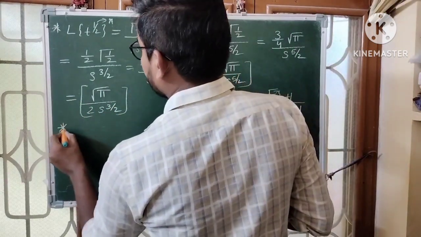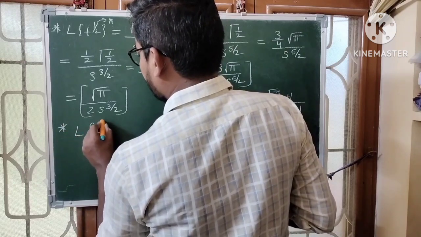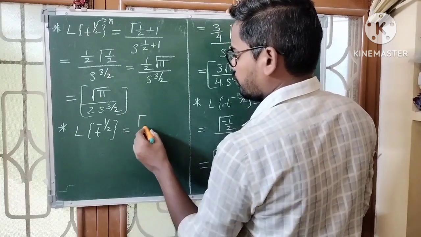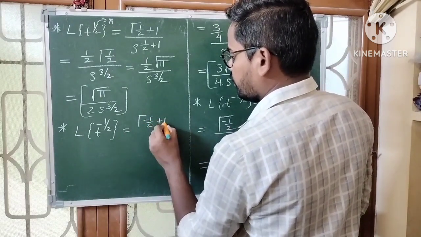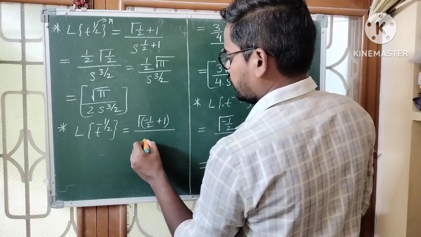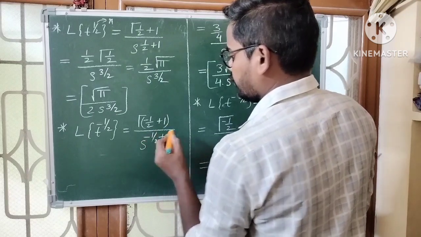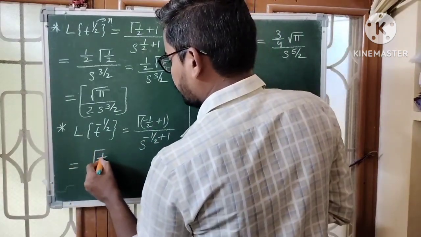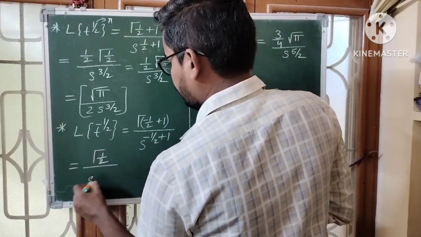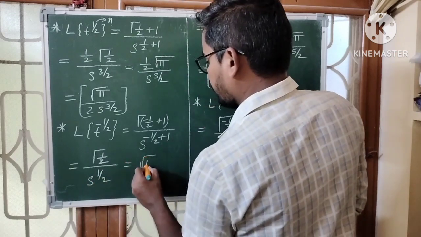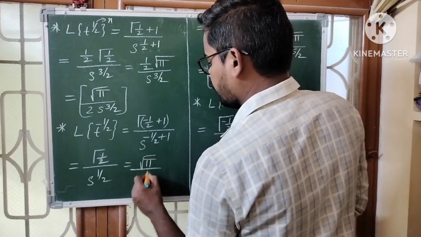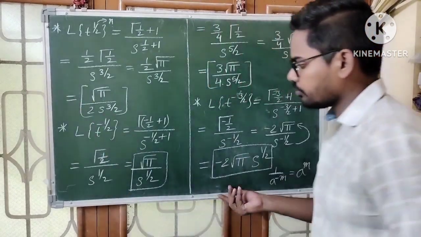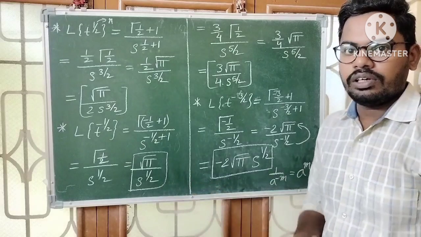So at last, Laplace transform of t power minus 1 by 2 is equal to same formula, gamma n plus 1. Here n is equal to minus 1 by 2. Minus 1 by 2 plus 1 by s power minus 1 by 2 plus 1. So 2 ones are 2. So you will get gamma of 1 by 2 by s power 1 by 2. Gamma 1 by 2 is equal to root pi. So what is the answer? Root pi by s power 1 by 2. Okay. Now we have values for all the terms.